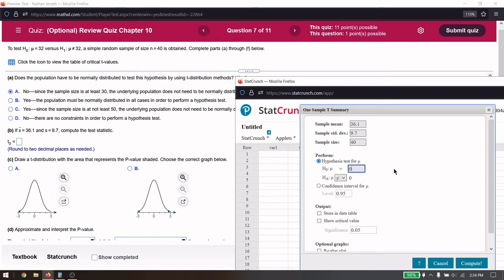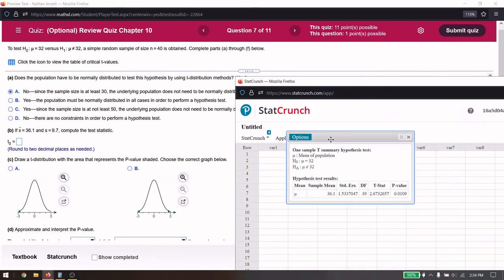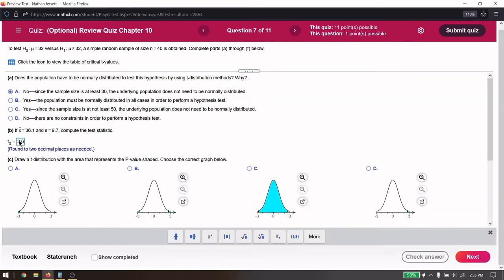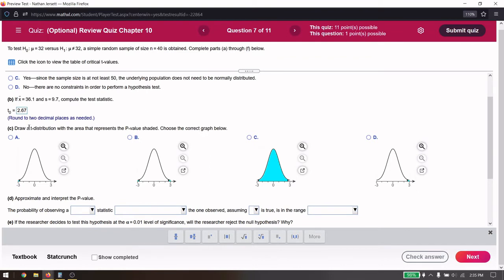The hypothesis test is equal to 32 and does not equal 32. Very good. So compute. And here is the summary. The t-stat is going to be 2.67. All right. This is mu not equal to 32, therefore it's a two-tailed test. And that's what we're looking for here.